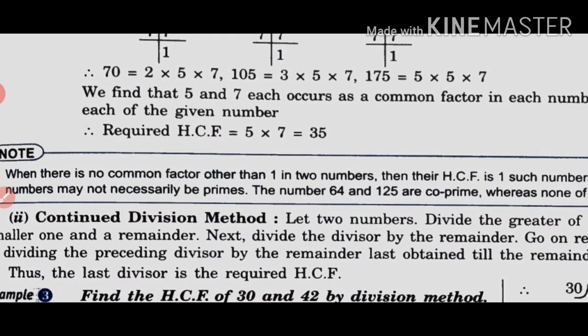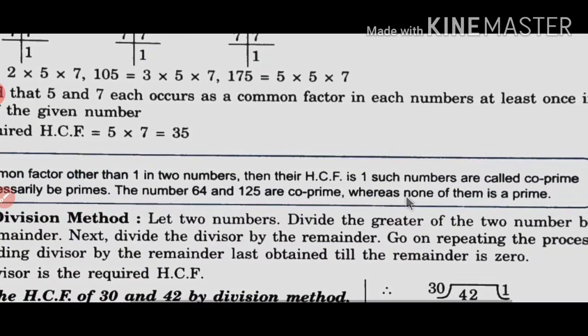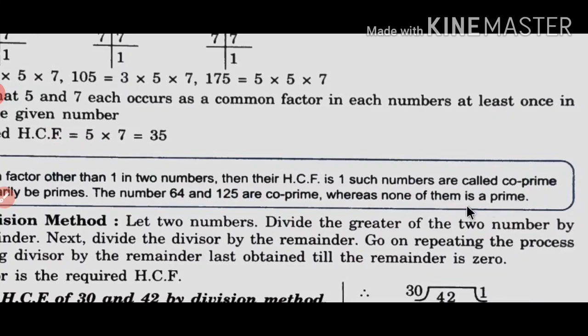As we know, co-prime numbers are those having only 1 as a common factor. And it is not necessary that the numbers for which we are getting the HCF are prime numbers only. They can be other composite numbers also. So the numbers 64 and 125 are co-prime, whereas none of them is a prime. Here you can see that 64 and 125 have 1 as a common factor and their HCF is 1. But 64 and 125 are both composite numbers.